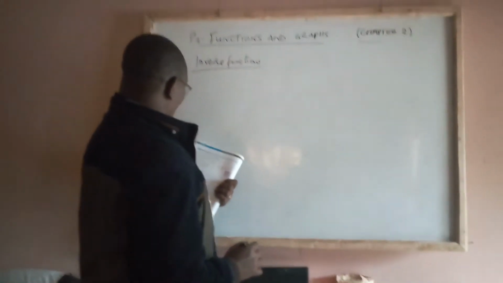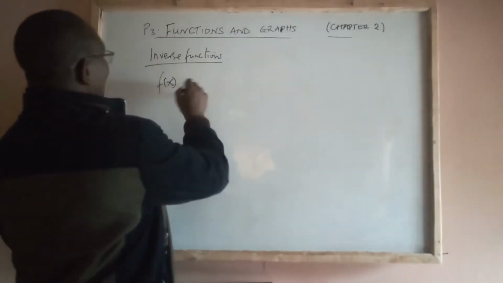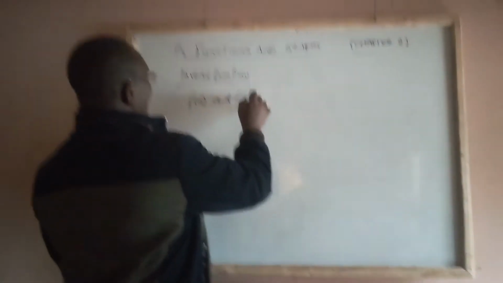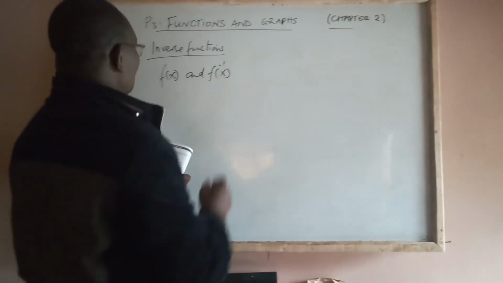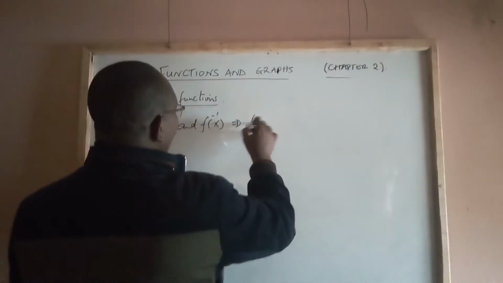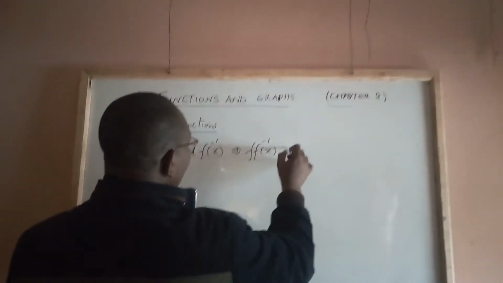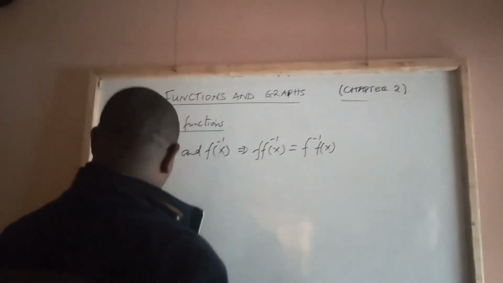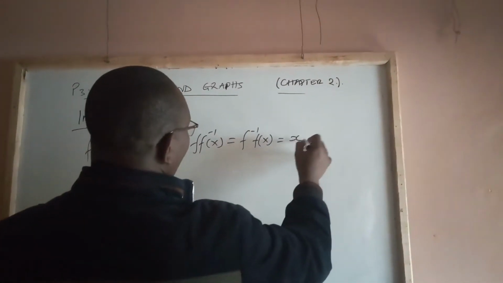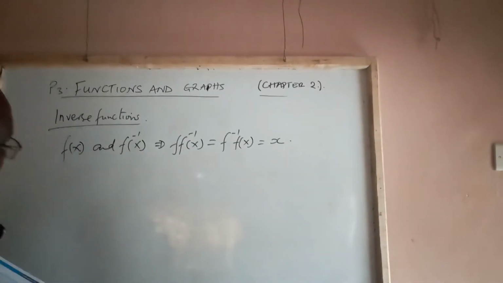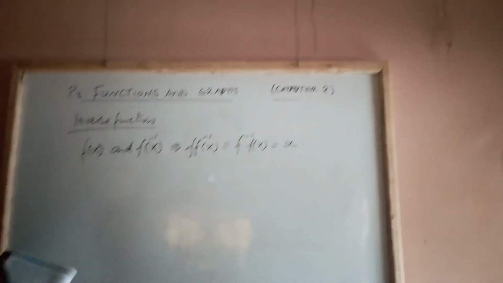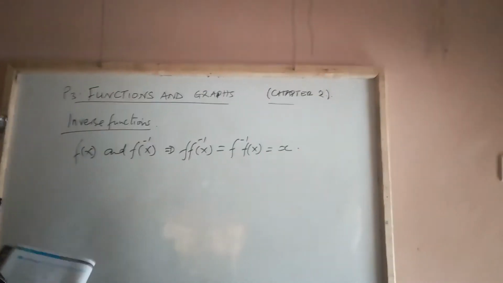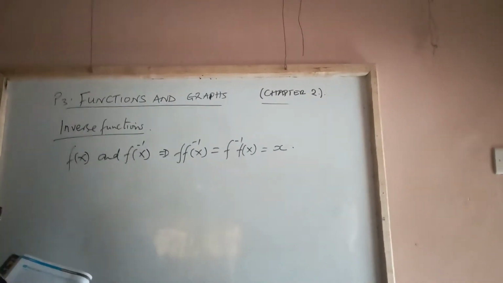The function f(x) and the inverse function f⁻¹(x) are inverses of each other, such that f followed by the inverse of x is equal to the inverse followed by f(x), and all of them will end up giving you x. It takes you back to where you started. If it is addition of 2, then the inverse subtracts 2.